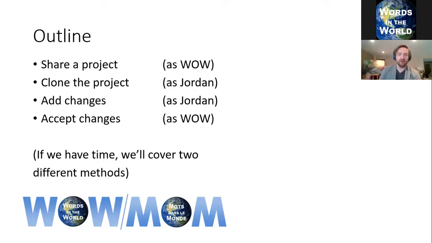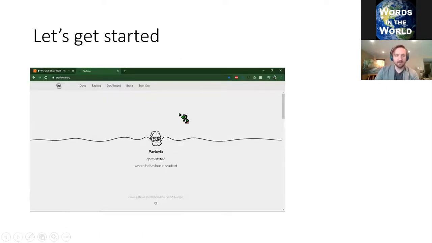I'll start out by going into a project that I've already created in the Words in the World account, and I'll share that project with myself. Then I'm going to start making changes to that project. We'll go through these different stages of cloning the project, adding changes, and then eventually accepting those changes using the other account. And if I have time, I'll show you two different ways that you can do this. Okay, so let's get started.